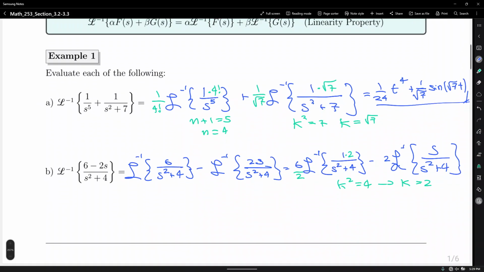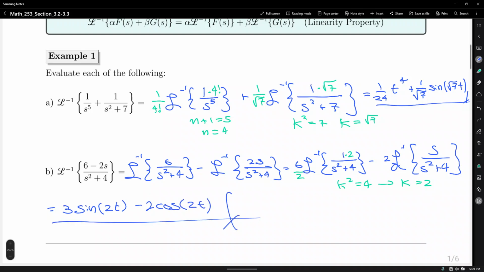And well, 6 divided by 2, isn't that equal to 3? And this is the inverse transform of sine of 2t, minus 2 times the inverse transform of cosine, of this expression rather, which is cosine of 2t as well. All right. So that was another example.